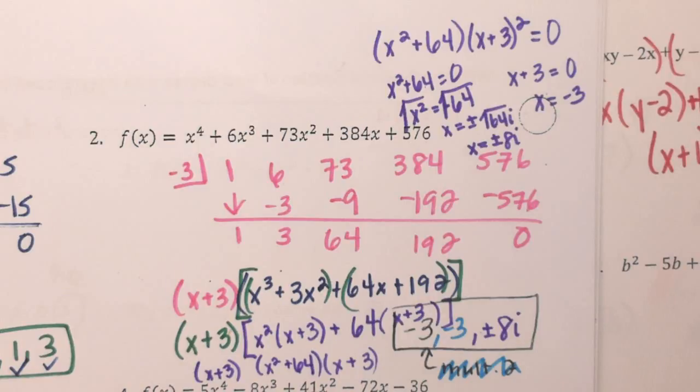Okay, so now we finally have 4 answers. Negative 3, plus 8i, minus 8i. Yay. It was degree 4. We have 4 answers. We're done. Are there any questions about number 2? It's negative 3 twice, because it happened twice. And then plus 8i, minus 8i.